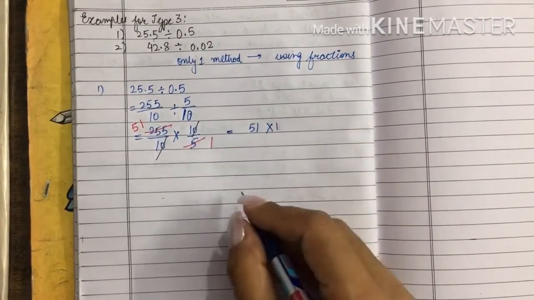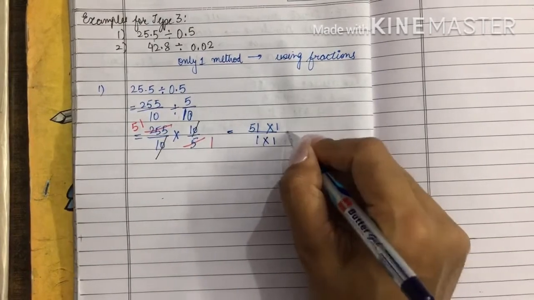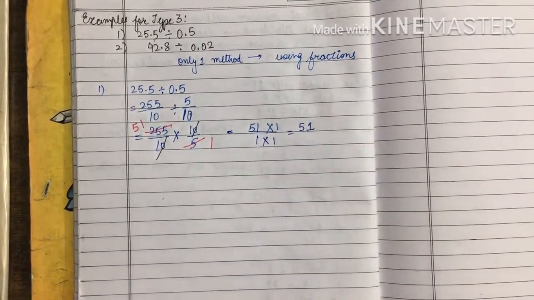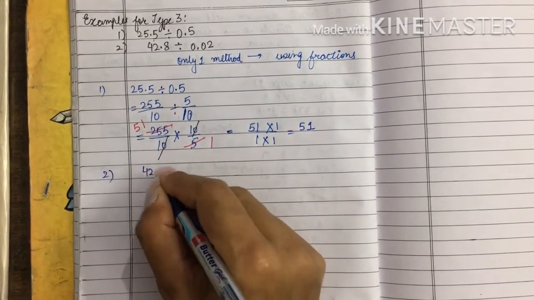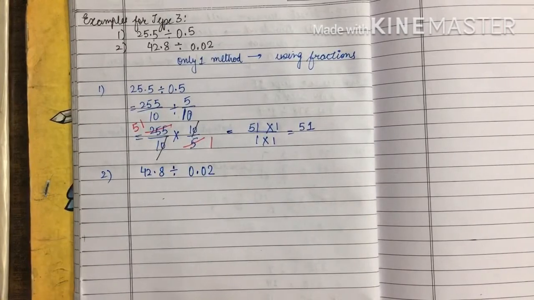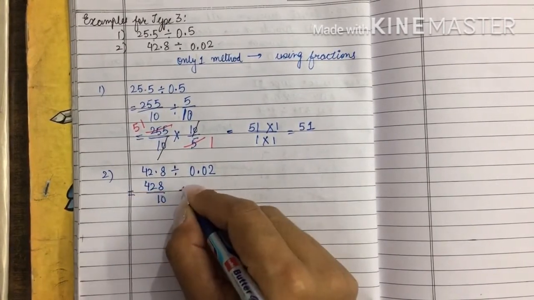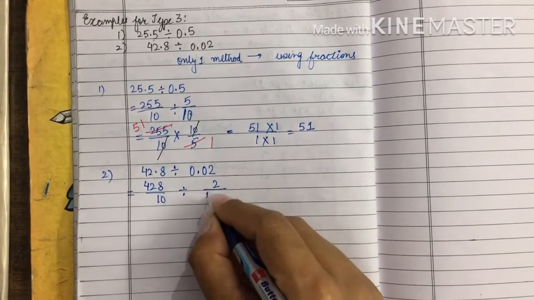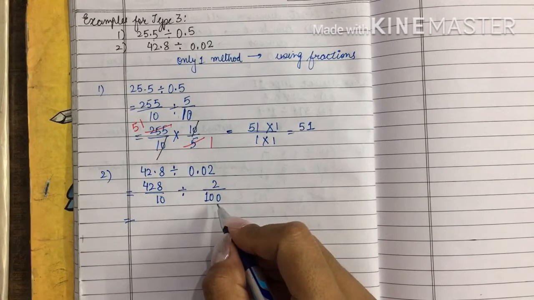Now use the remaining values to obtain the answer. 51 multiplied by 1 from the numerators. From the denominators we have 1 into 1. So the answer will be 51. Second part, 42.8 divided by 0.02. Changing these to fractions: 428 over 10 divided by 2 over 100. Decimal numbers changed to fractions.